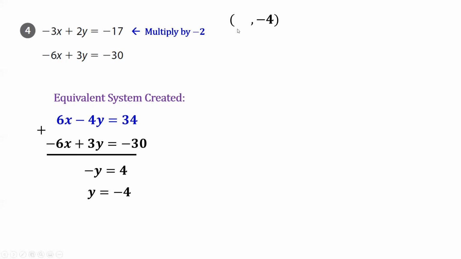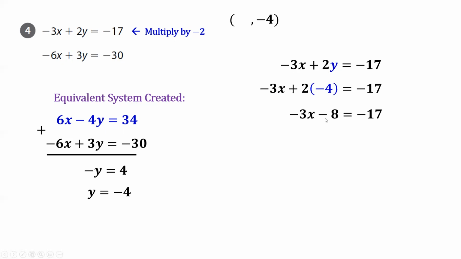We just do the same thing we did in the previous problems. We pick one of our equations and we plug in. I'm going to go ahead and pick the first equation. But now instead of y, I can plug in the -4. So I'm going to have -3x plus 2 times -4 equals -17. Well, 2 times -4 is -8.